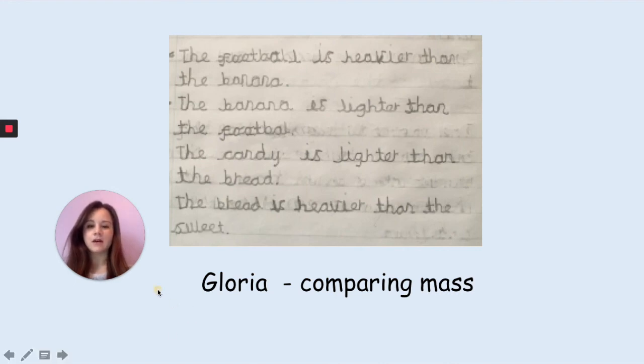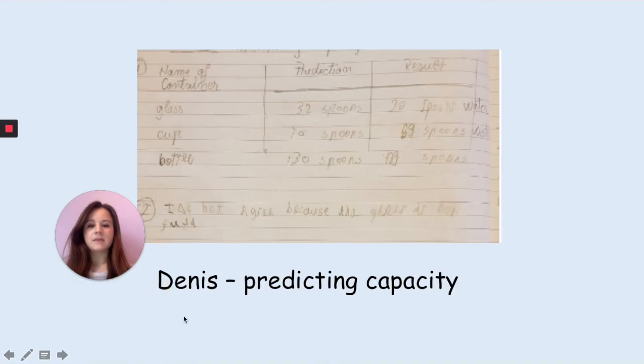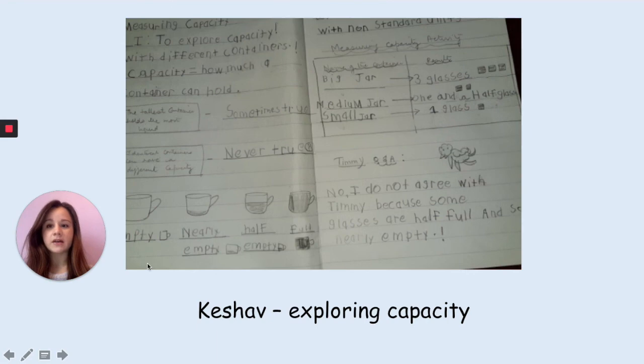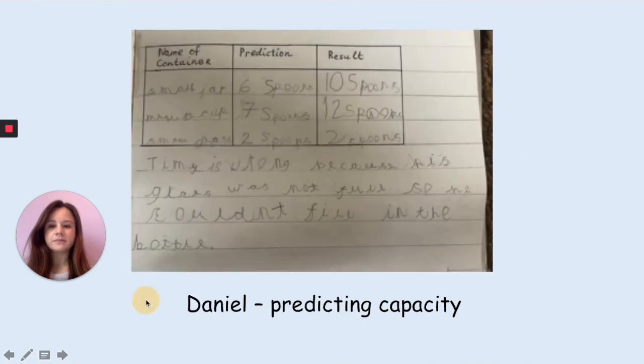Well done, Gloria. Dennis has been doing some amazing work. He also did the harder activity where he had to make his prediction first and then test it to find out the accurate result. Well done, Dennis. Keshav has done some brilliant work on exploring capacity and learning the new vocabulary. Well done, Keshav. Here, Daniel has also been looking at predictions and the accurate results. Well done, Daniel.